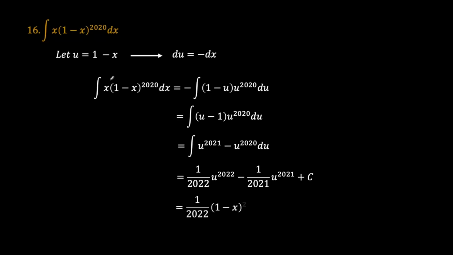Now substituting back for x, since u is equal to 1 minus x, so we have 1 over 2022 times (1 minus x) to the power 2022 minus 1 over 2021 times (1 minus x) to the power 2021, plus the integration constant c.